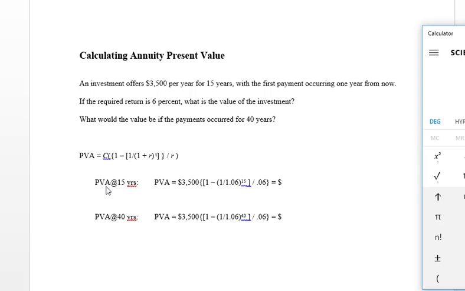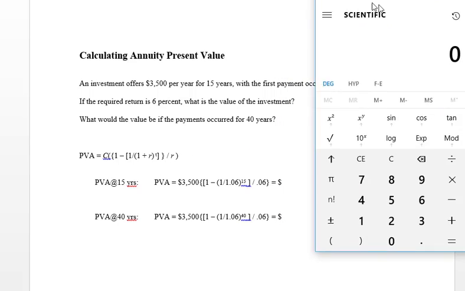Well, we have this PVA at 6%, 15 years. We have the equation. So take a look at where my mouse is. It says PVA, which is present value annuity, is equal to C, which is the cash flow, times this equation. Now notice there's a series of brackets and parentheses, so it's 1 minus, then open the bracket, 1 over 1 plus r to the t, close brackets, divided by the r.